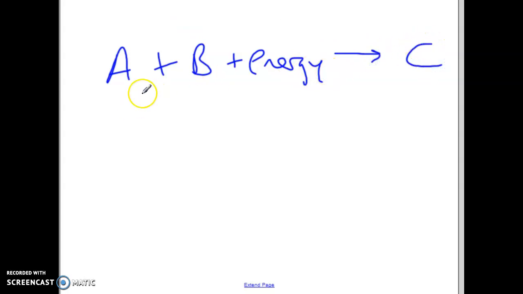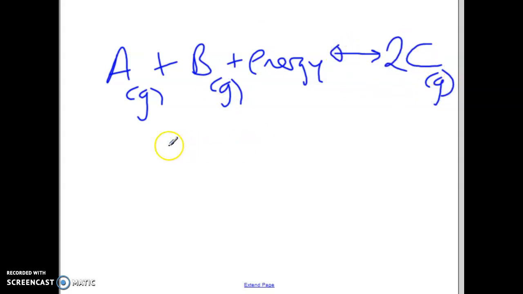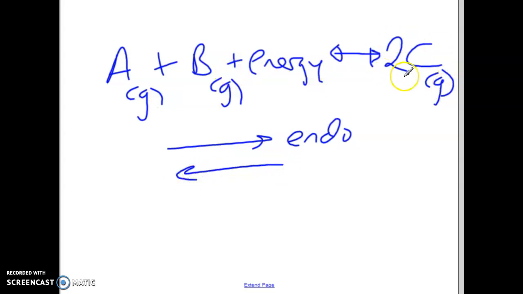All right, so let's look at another example. Let's look at an endothermic reaction, making C, and everything's a gas. A and B have a 2 in front of them. So if the forward reaction is endothermic, right, to make C, A and B need to absorb a certain amount of energy from the surroundings. If it were to go in reverse, C would be making A and B and energy. So the reverse reaction would be exothermic.